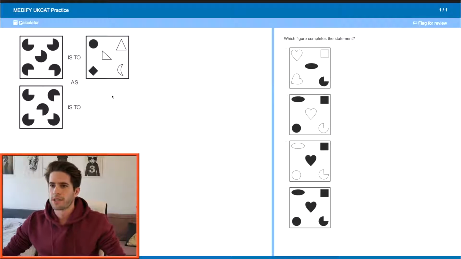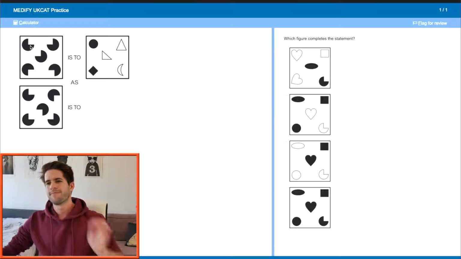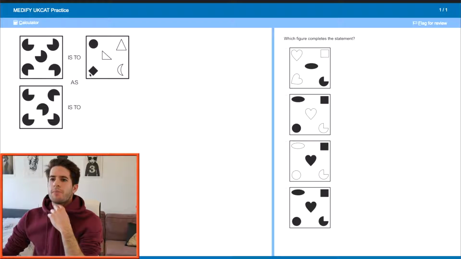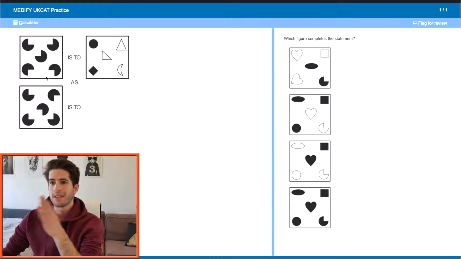Right, another analogy question. So this is to this as this is to that. So what's going on here? Pac-Man, circle, Pac-Man, triangle, Pac-Man, diamond. Okay, so I'm assuming depending on where this right angle is, it's going to make a different shape. So, nice, I got it. These two shapes are black and the cutout has come from the right half of the circle. These three shapes are white and the cutout has come from the left half of the circle. So this is from the right half here and this is also from the right half.